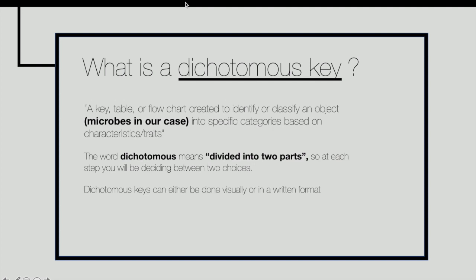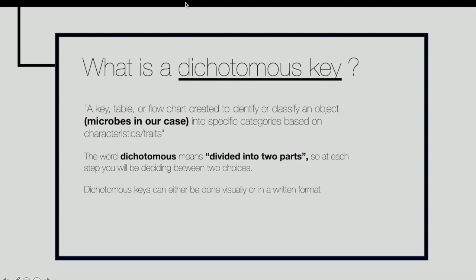So what is a dichotomous key? According to the definition, a dichotomous key is a key, table, or flowchart created to identify or classify an object, which will be microbes in our case, into specific categories based on their characteristics and or traits.